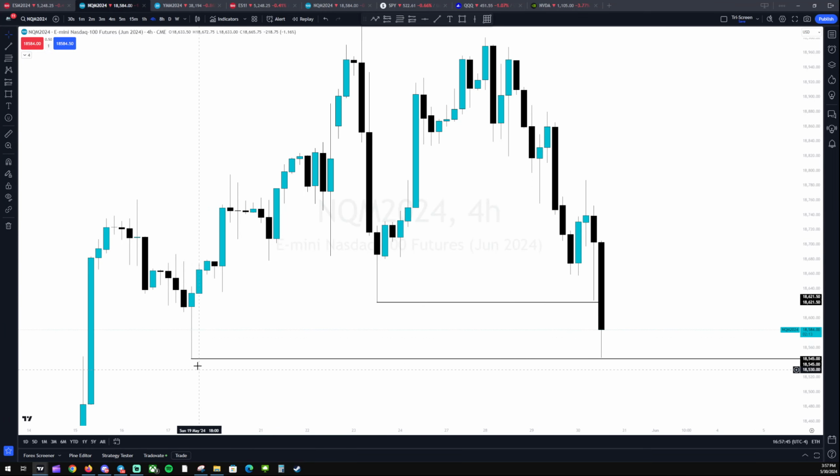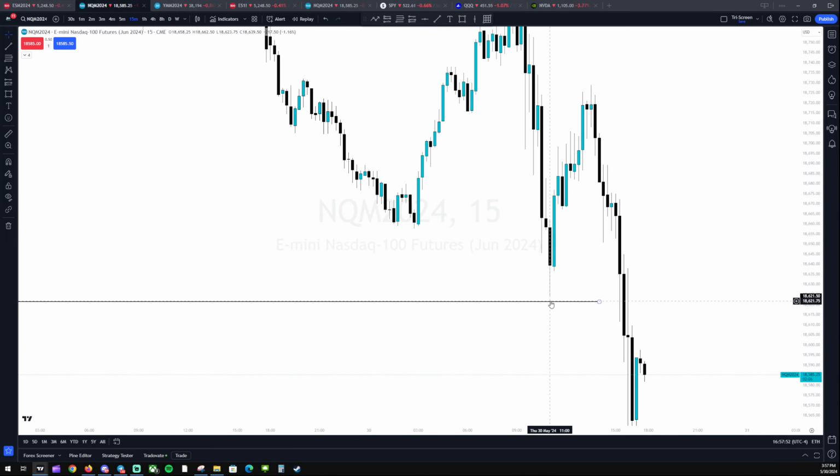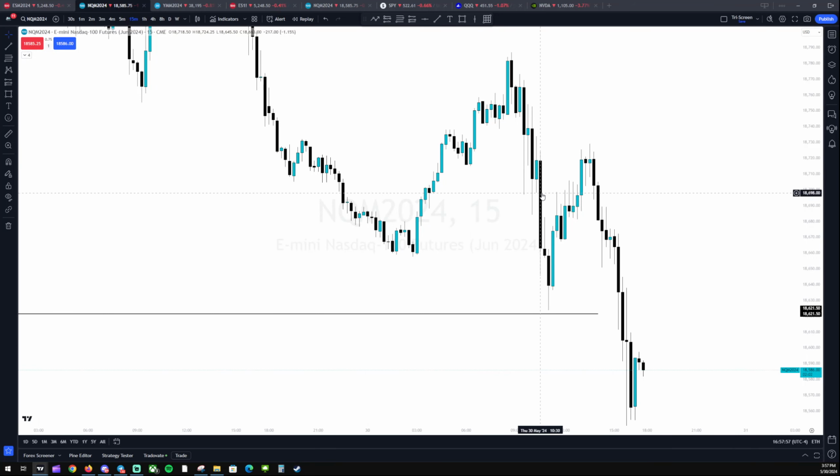We get this slowdown here. Now we have relative equal lows, but like all day, right? We almost swept this low this morning, and then we get this huge pump up, right? Into the 15-minute order block. We actually inverse the 15 here.